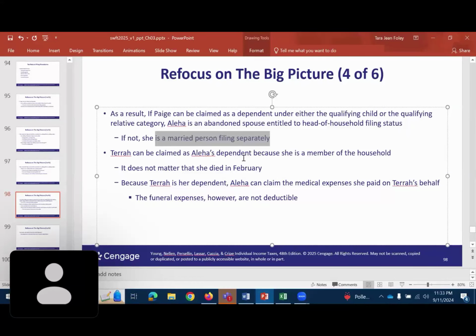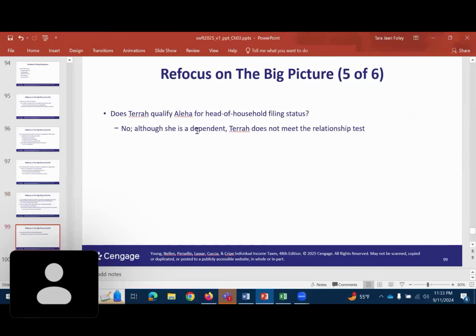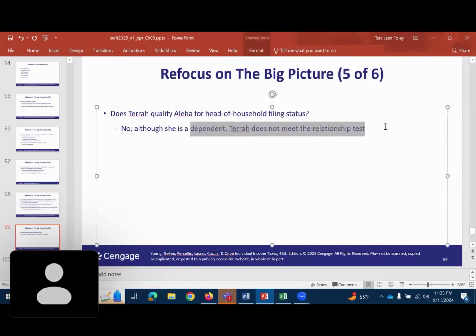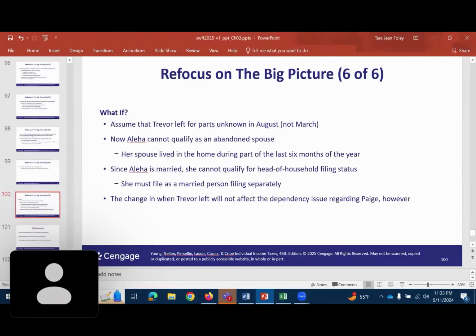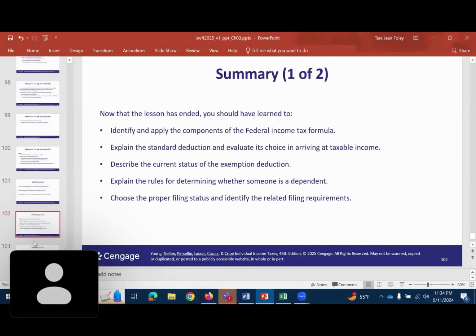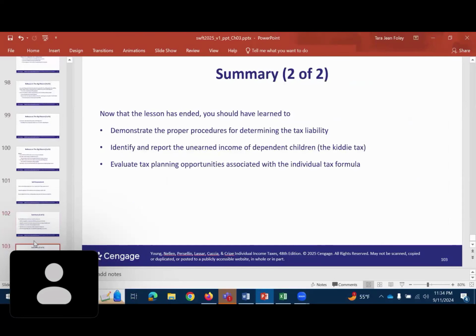Tara can be claimed as Aaliyah's dependent because she's a member of the household. It does not matter that she died in February because she lived there for her whole year. Because Tara is her dependent, Aaliyah can claim the medical expenses. So we're repeating ourselves now, right? Does Tara qualify Aaliyah for head of household? No. Although she's a dependent, Tara does not meet the relationship test. What ifs? You can look at the what ifs on your own, okay? And the summary as well.